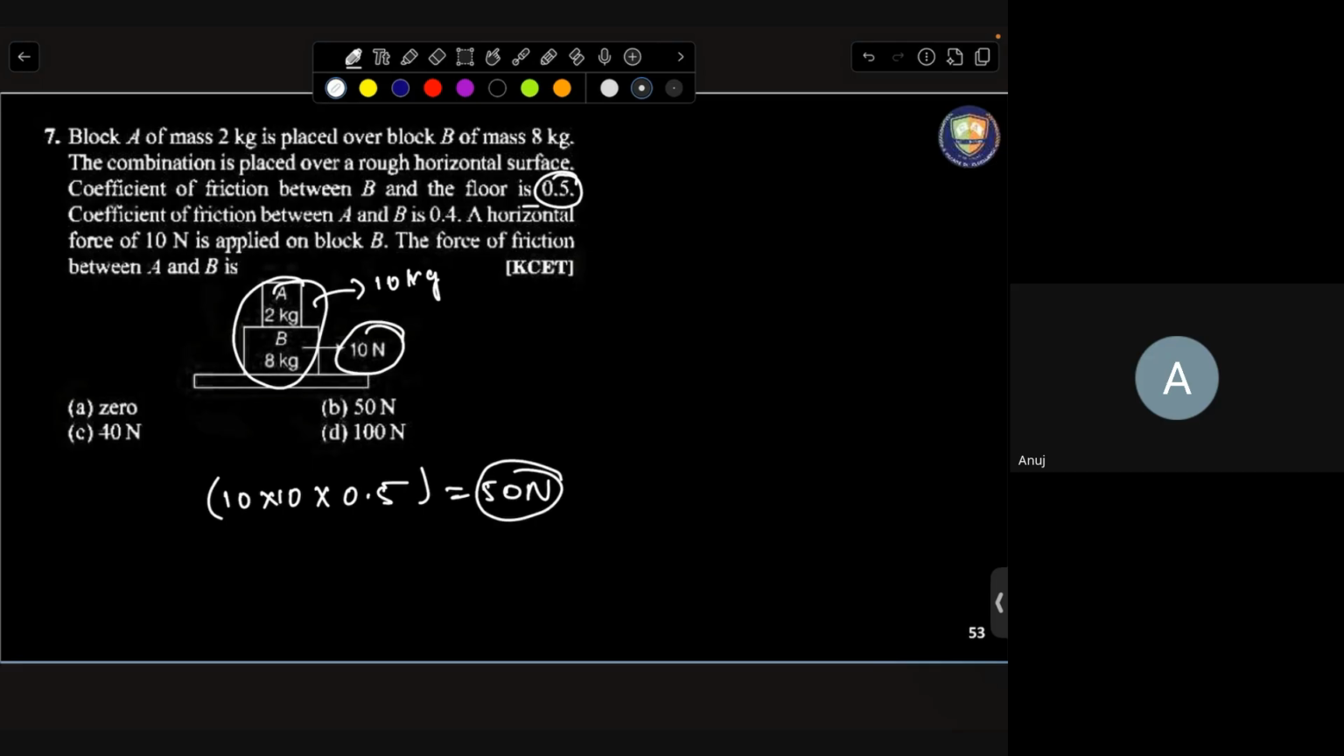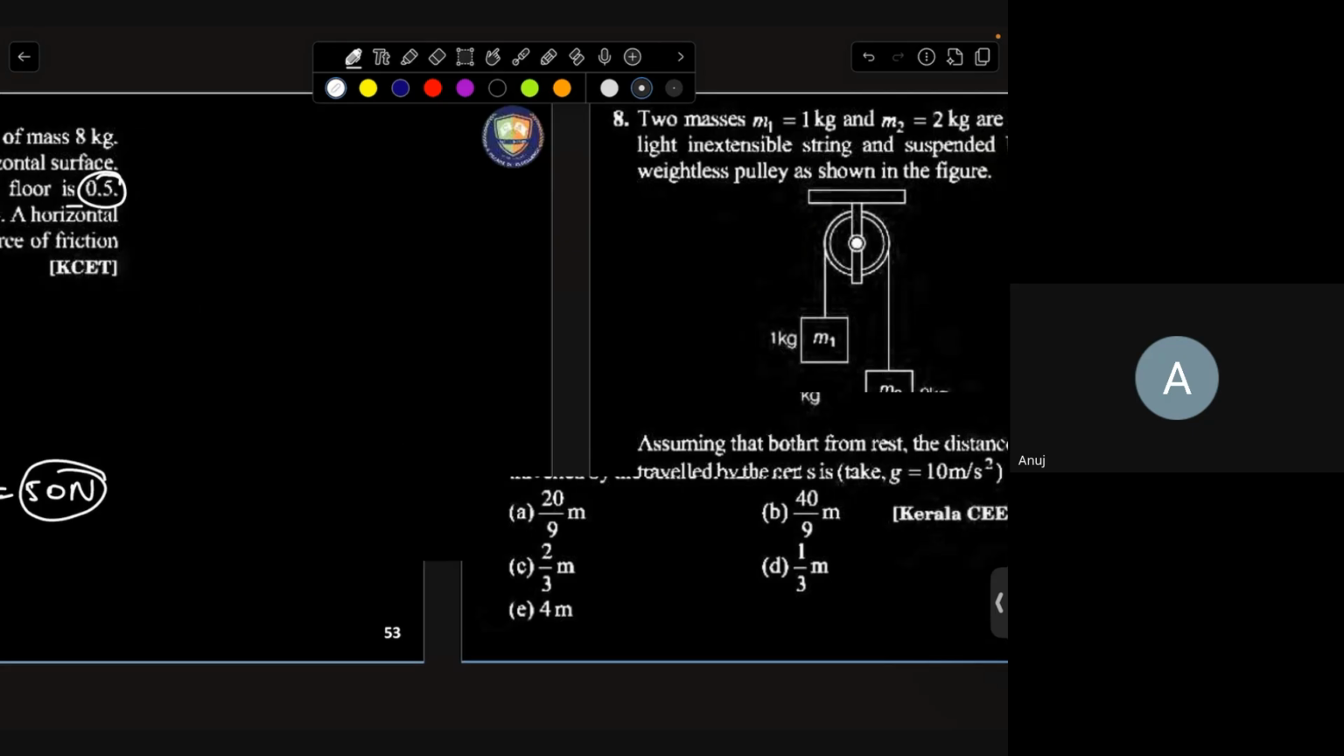So there will be no relative motion between A and B, so there is no force of friction. So A is the correct answer. Any doubt in this? Okay, let's see the next question. Try this one.